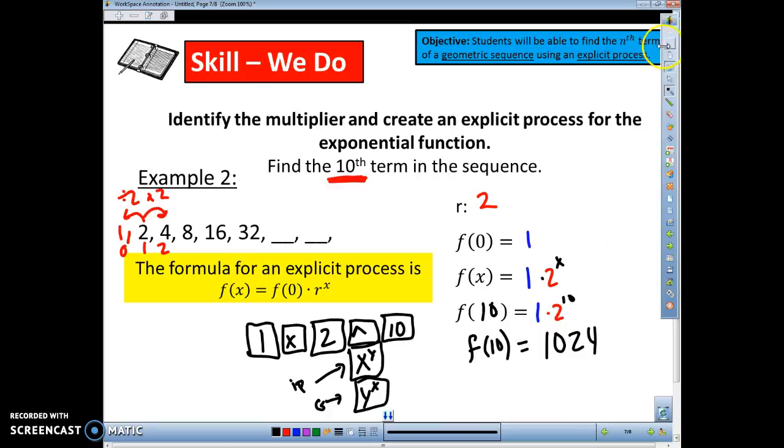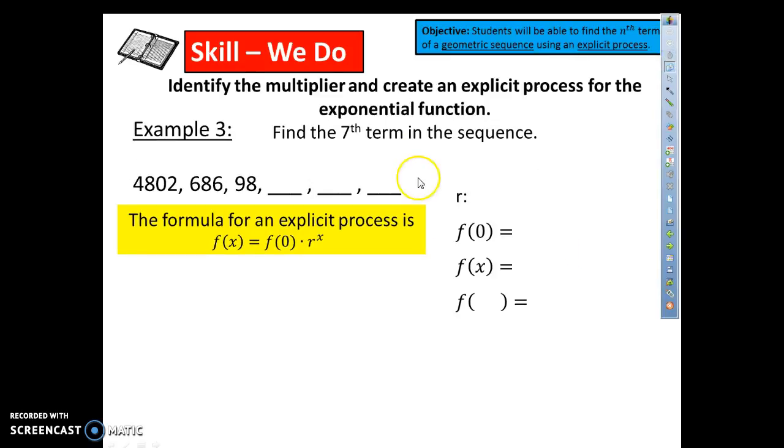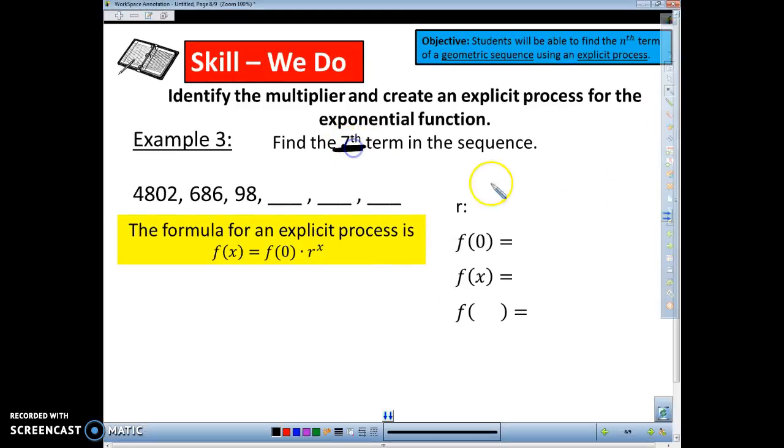Okay? All right, here we go. Next example. Example 3. On this example, we want to find the 7th term. Please include that. And here I'm going from 4802 to 686, 686 to 98, and I need to identify this.